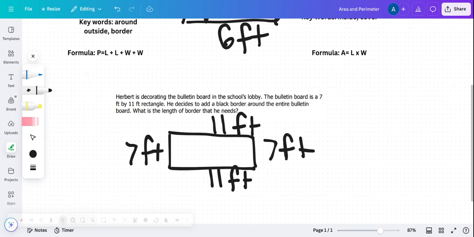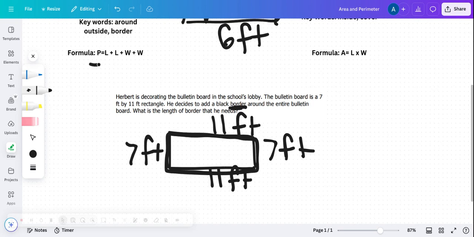And then it says he decides to add a black border around the entire bulletin board. What is the length of the border that he needs? So now this question doesn't specifically say, am I looking for area or perimeter? It gives me some clues, though, by using the word border. Anytime we see the word border, that's going to be talking about the outside. So you put the border on the outside of a shape. So since we're focusing on the outside, that is going to be a clue for perimeter.